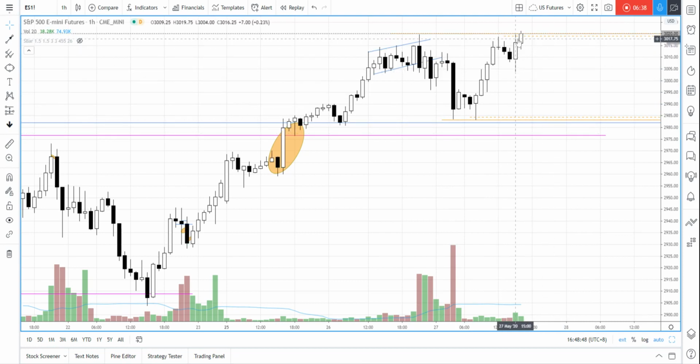Just after it broke out about 10 minutes ago above 3020, I initiated a long entry. So hopefully it can trend higher.